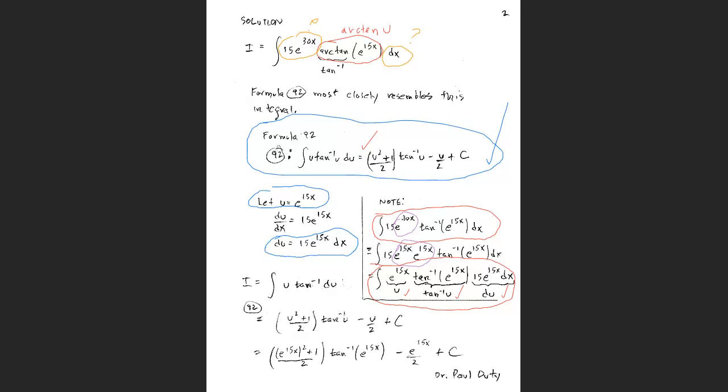Okay, so the trick is that e to the 30x power, I had to break up as e to the 15x times e to the 15x. And that is true, right? Because e to the 15x times e to the 15x equals e to the 15x plus 15x, which is e to the 30x power. So that's fine.